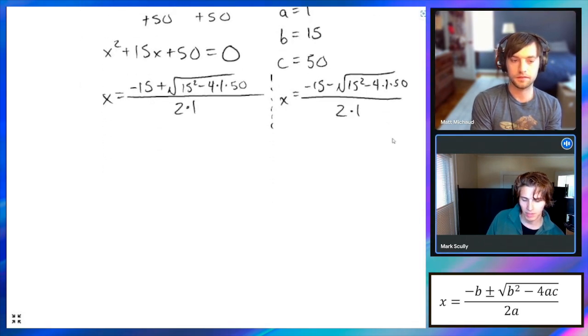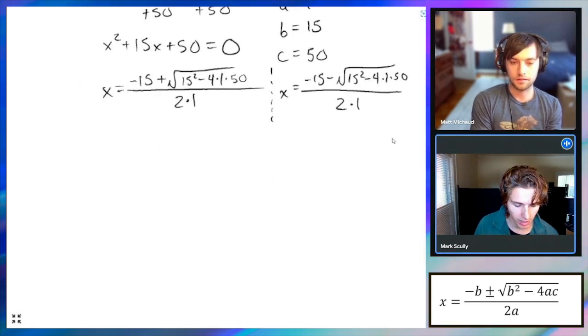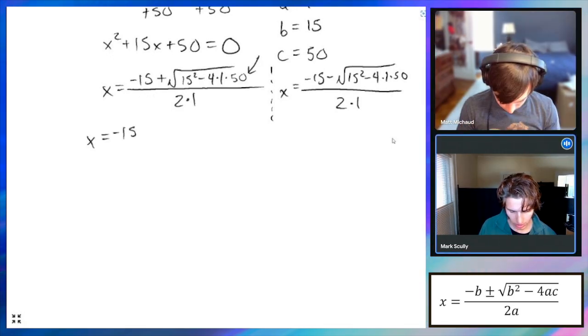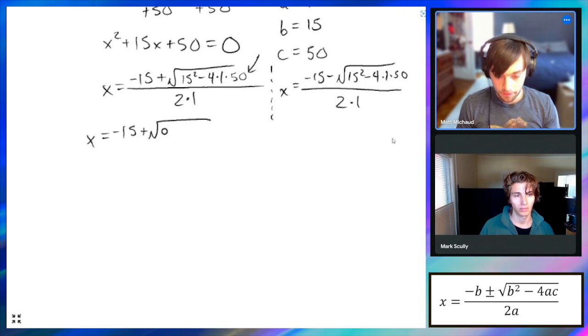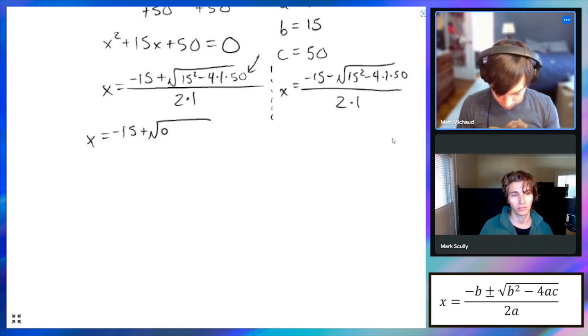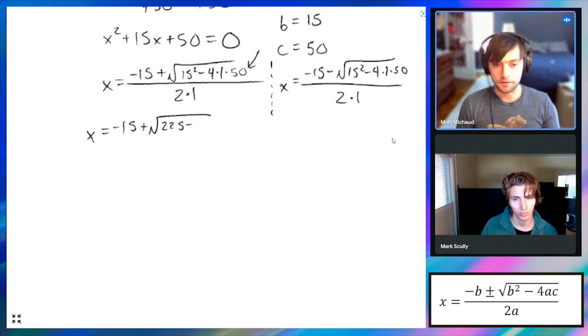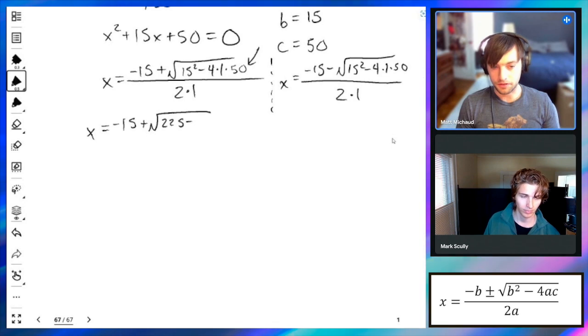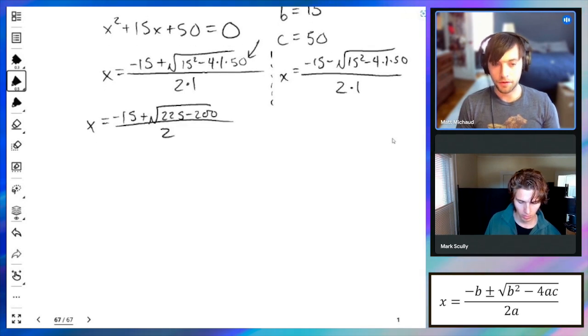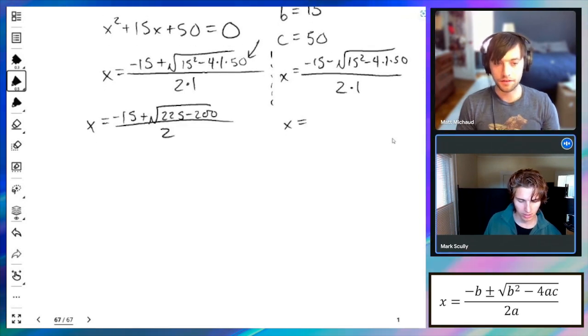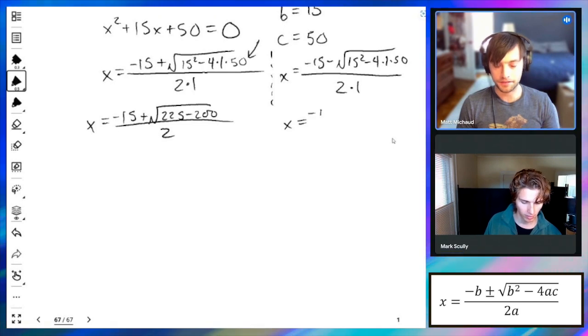All right, let's speed this along. Do you want to try and simplify everything inside the square root on your calculator? Tell us what you're typing in. Okay, so 15 times 15 equals 225. So 225 minus 4 times 1 times 50, which is 200, and that would be over 2. Then on the other side, it would be negative 15 minus that same problem.